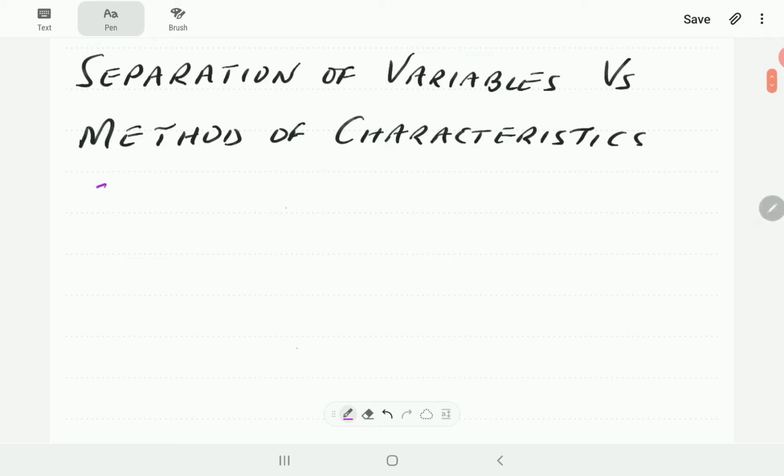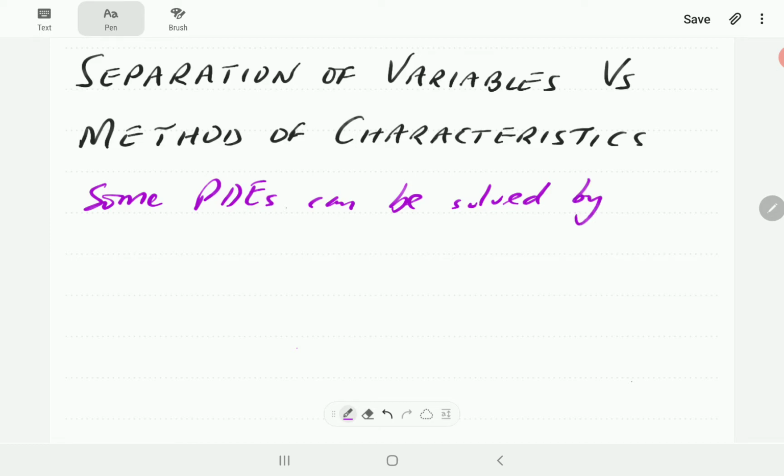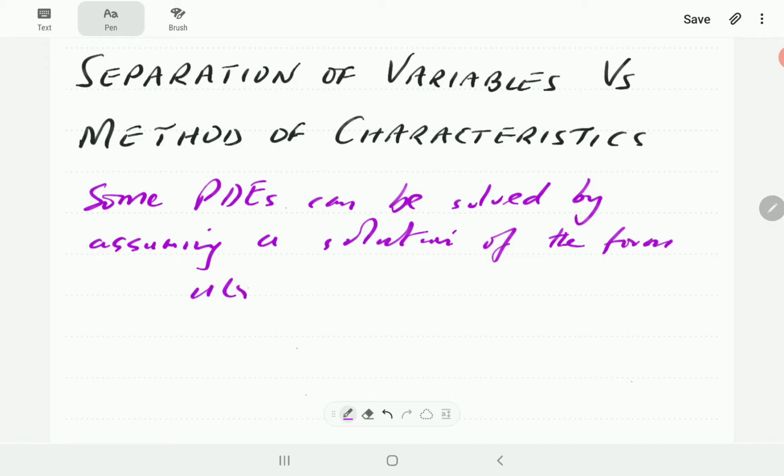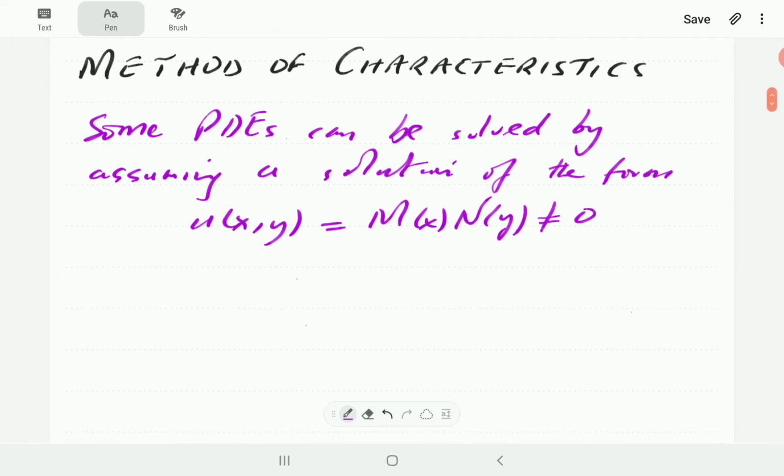Okay, so on the method of separation of variables, we are going to note that some PDEs can be solved by assuming a solution in the form of a product. So by assuming a solution of the form, we have u, which is a function of x and y. We are going to assume that it is some function m of x only times some function n of y only, such that m times n is not equal to 0.